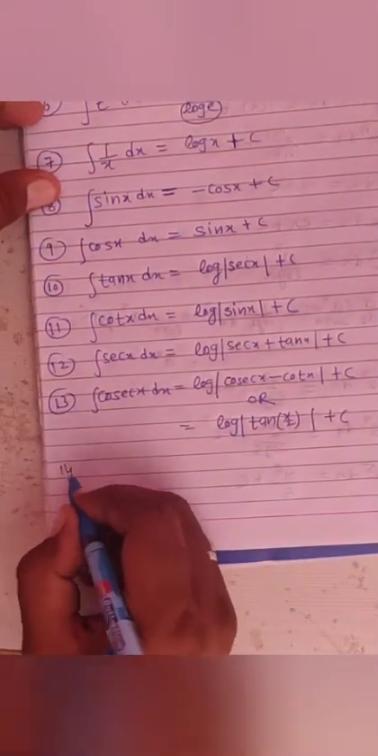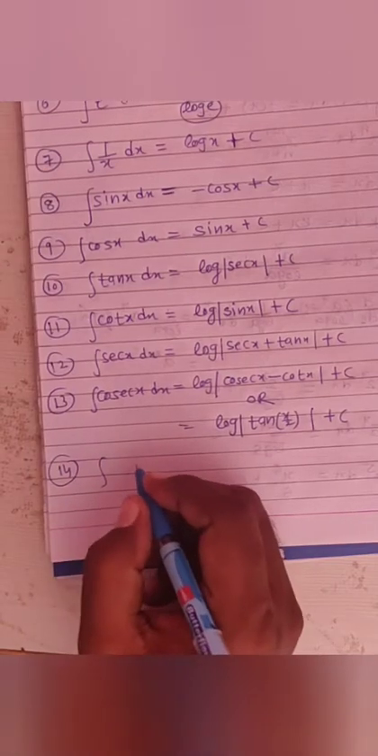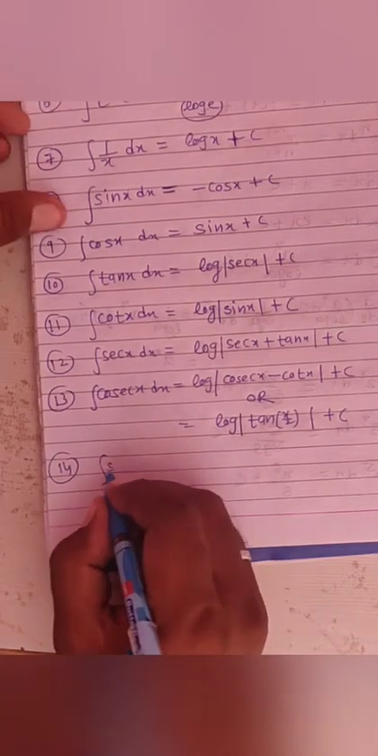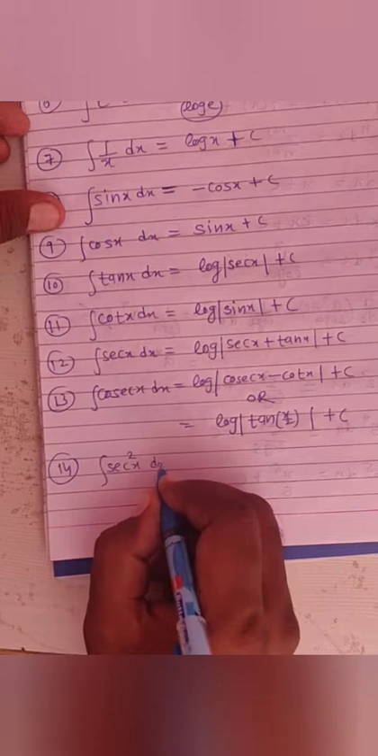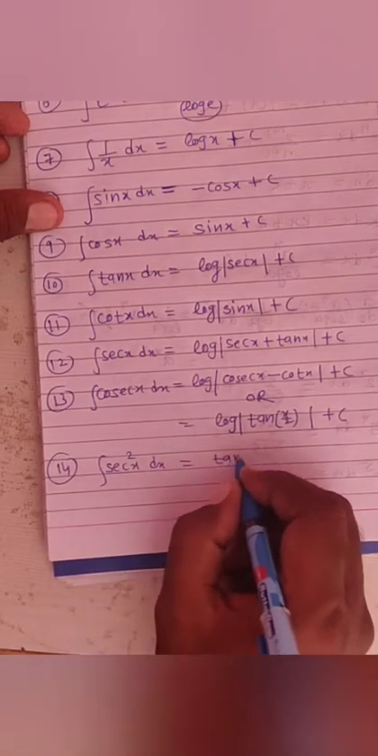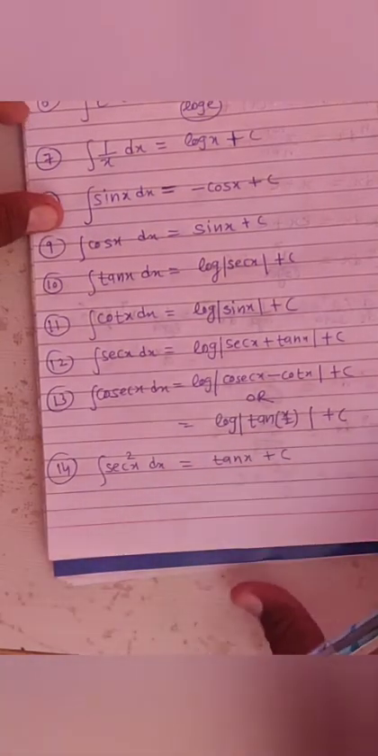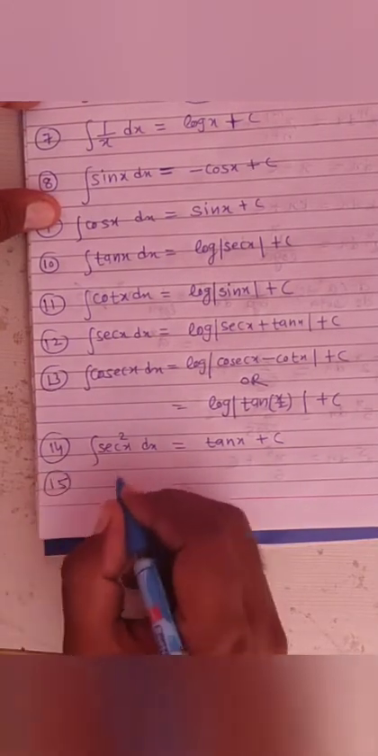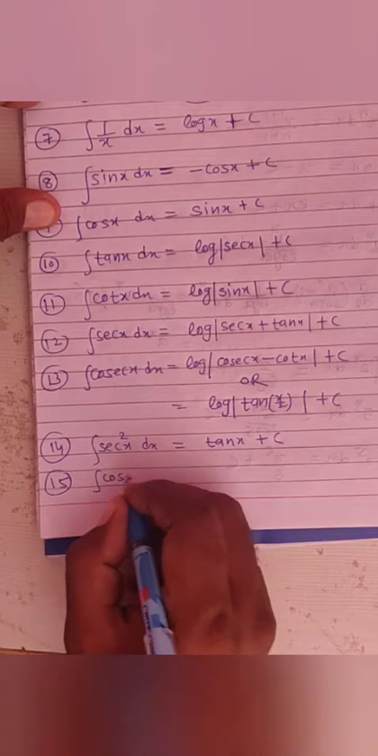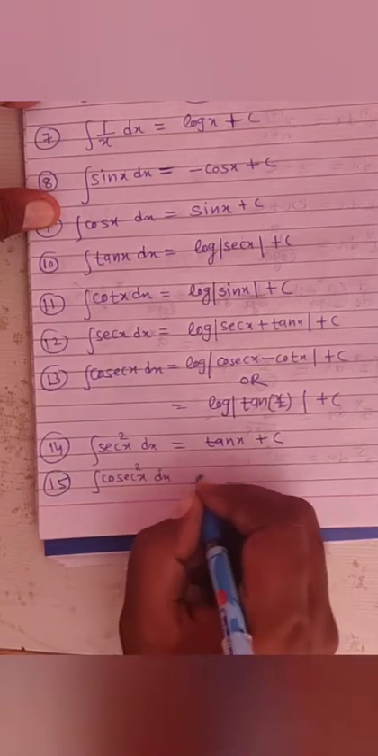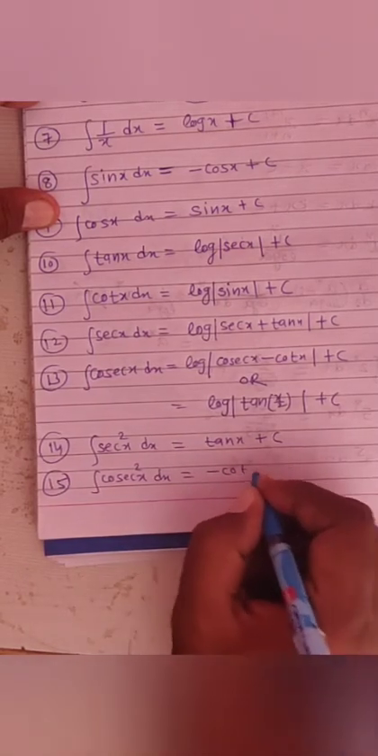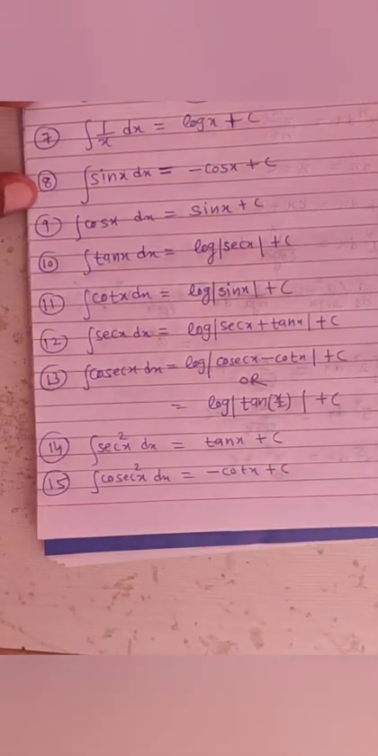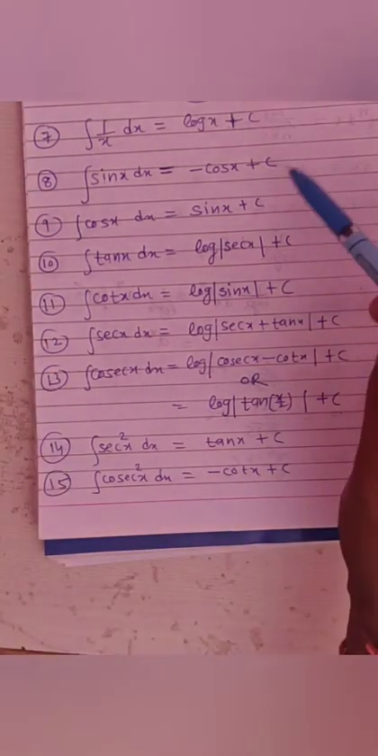Next formula: we know that the derivative of tan x is secant square x. So integration of secant square x is tan x plus c. Next, the derivative of cot x is minus cosec square x. So integration of cosec square x is minus cot x plus c. So these are the trigonometric formulae.